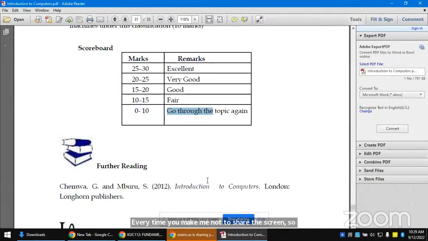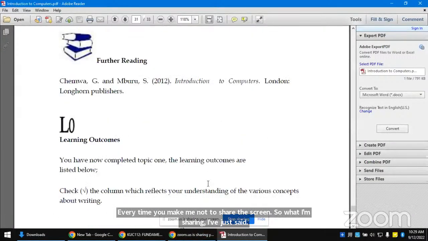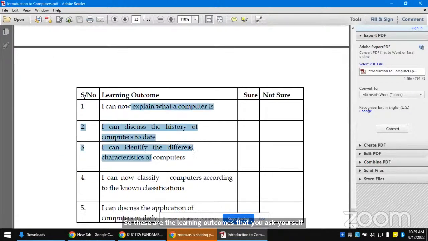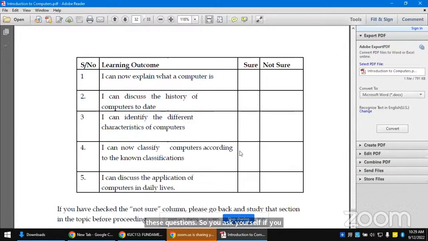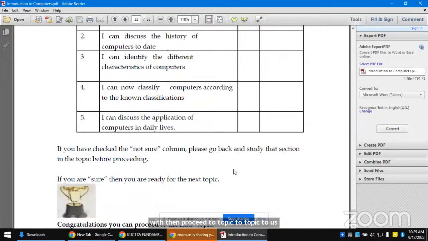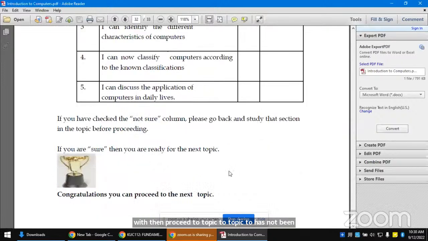So what I'm sharing, I've just said the learning outcomes. So these are the learning outcomes, and you ask yourself these questions. So you ask yourself, if they are okay, if you are sure of it, then proceed to topic two. Topic two has not been uploaded, but will be uploaded on the LMS by Monday. It will be on Monday next week, and we will deal with it.